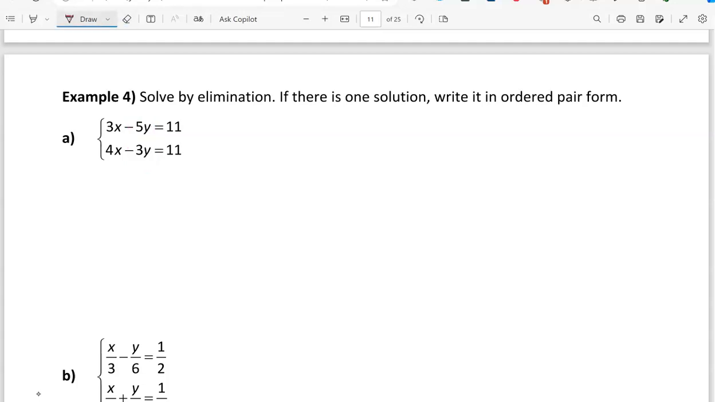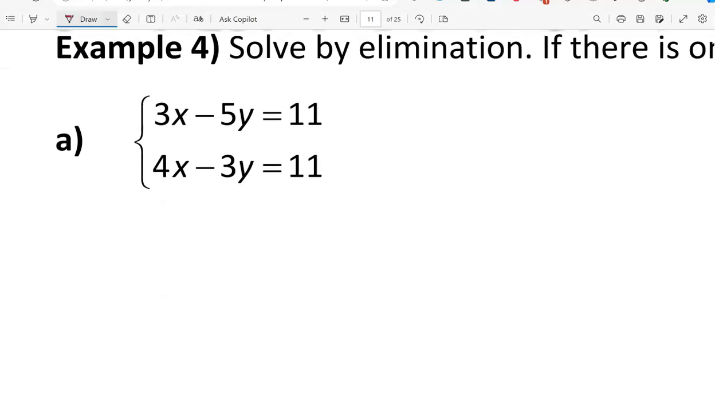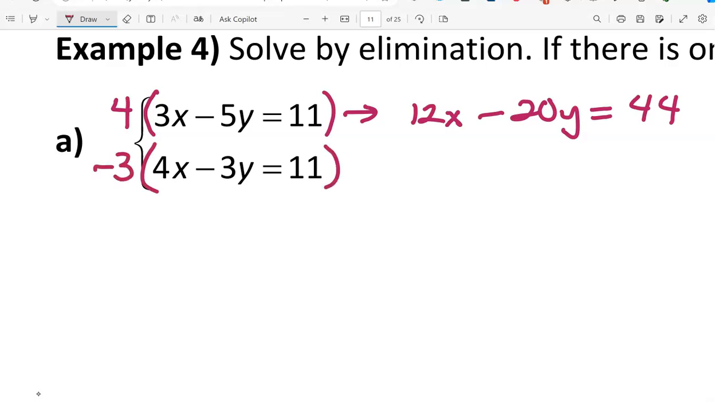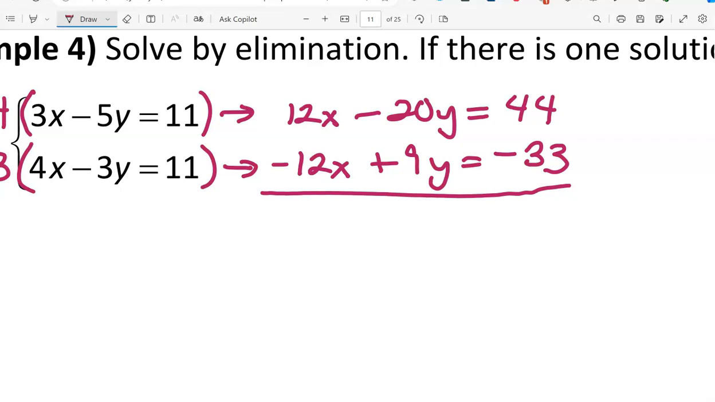So in order to give the x's the same coefficient, I'll just pick the x's. You can do it either way. I'm going to multiply the first equation by 4, which will give us 12x minus 20y is equal to 44. And then multiply the second equation by -3, which will give us -12x plus 9y is equal to -33. So now you'll notice that we got 2 equations where the x coefficients are opposites, and we're going to add them together so that our opposites add up to 0.